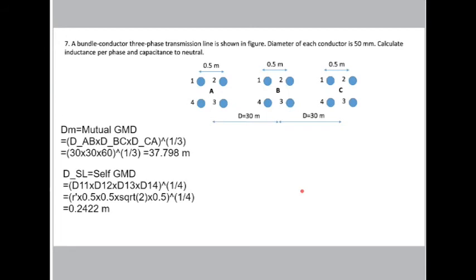All those 4 conductors, 1, 2, 3, 4, are in the corners of a square, which is also all the conductors are also on the periphery of a circle. So 1, 3 is the diagonal. So 0.5 squared plus 0.5 squared. If you do that, it becomes 0.5 times square root 2.